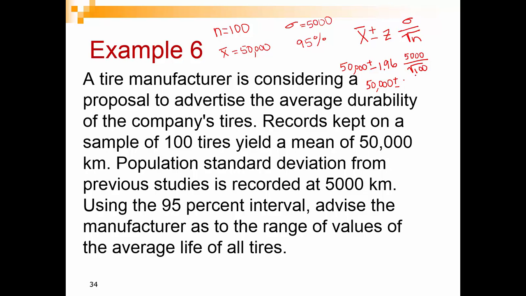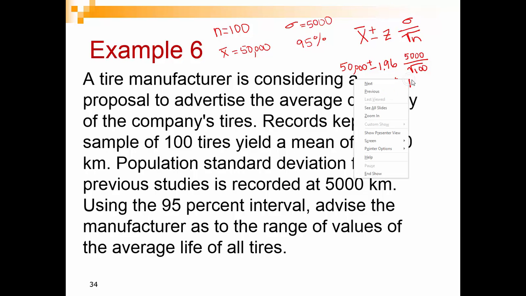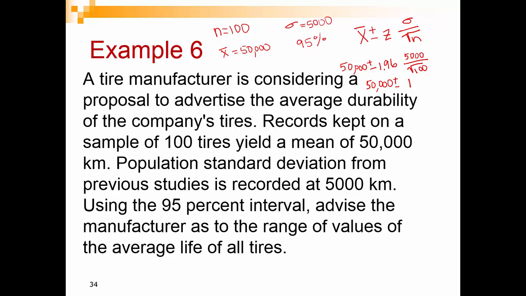980. Now why is my stylus doing that? Stop it. 980. My God, this is really, really messy handwriting.